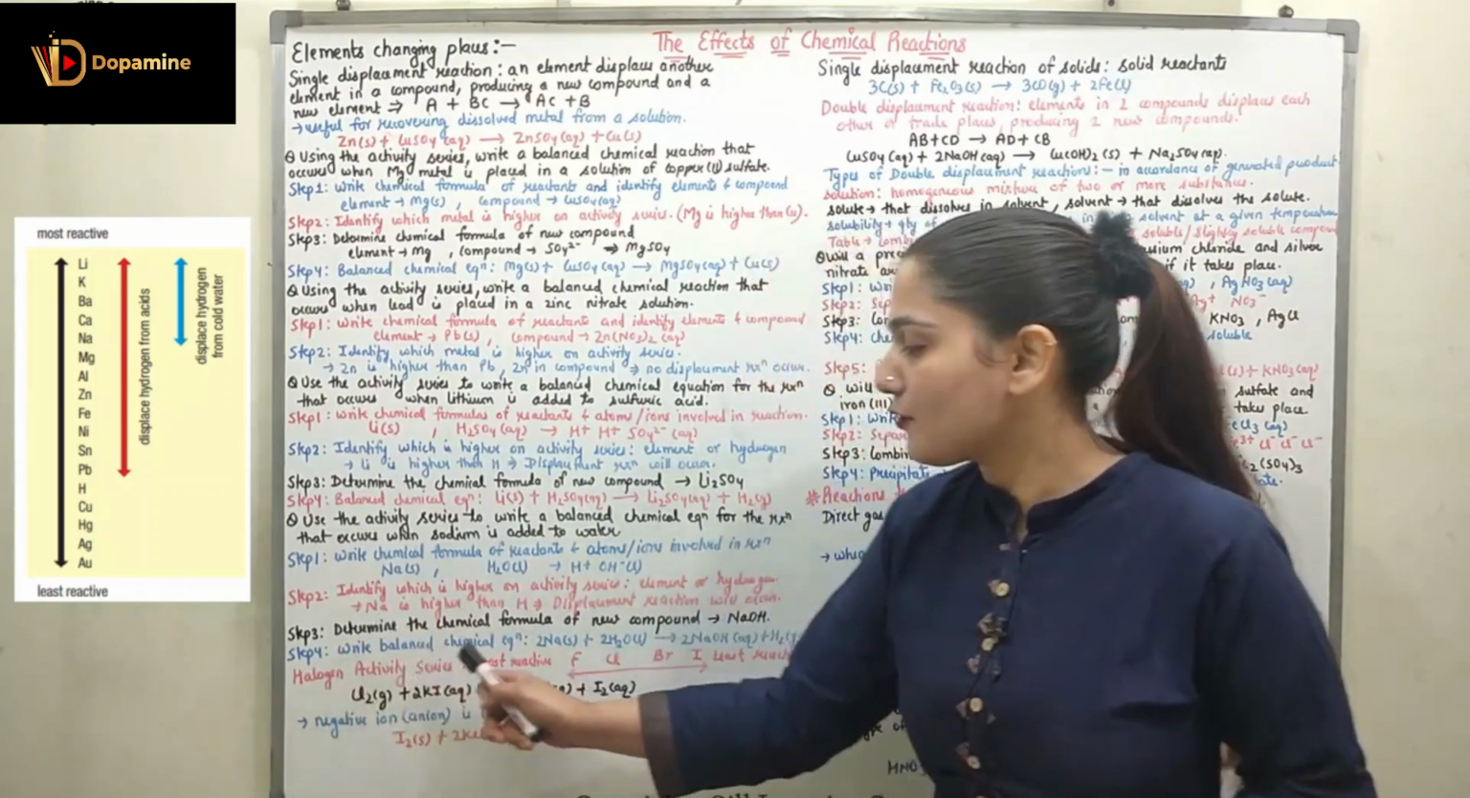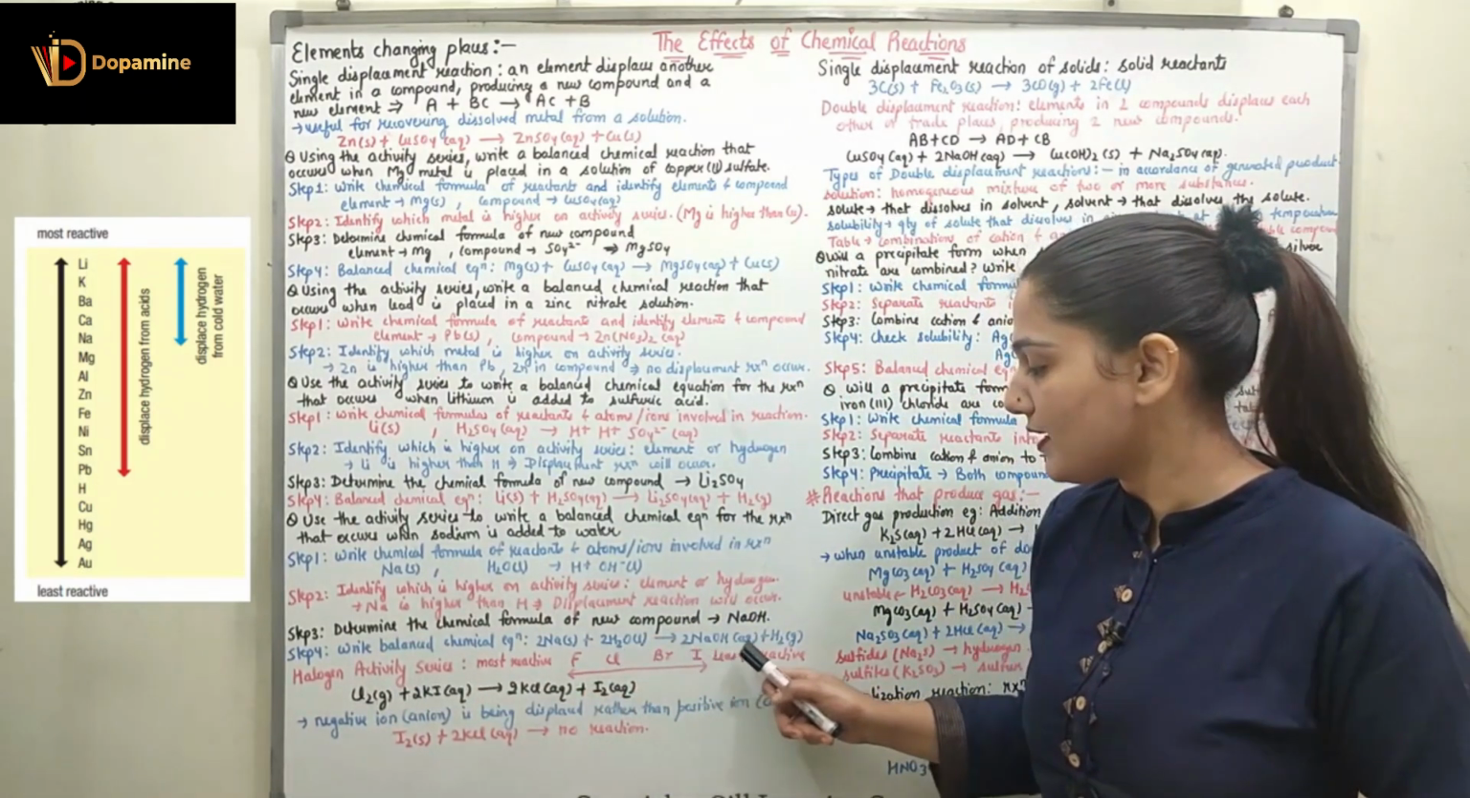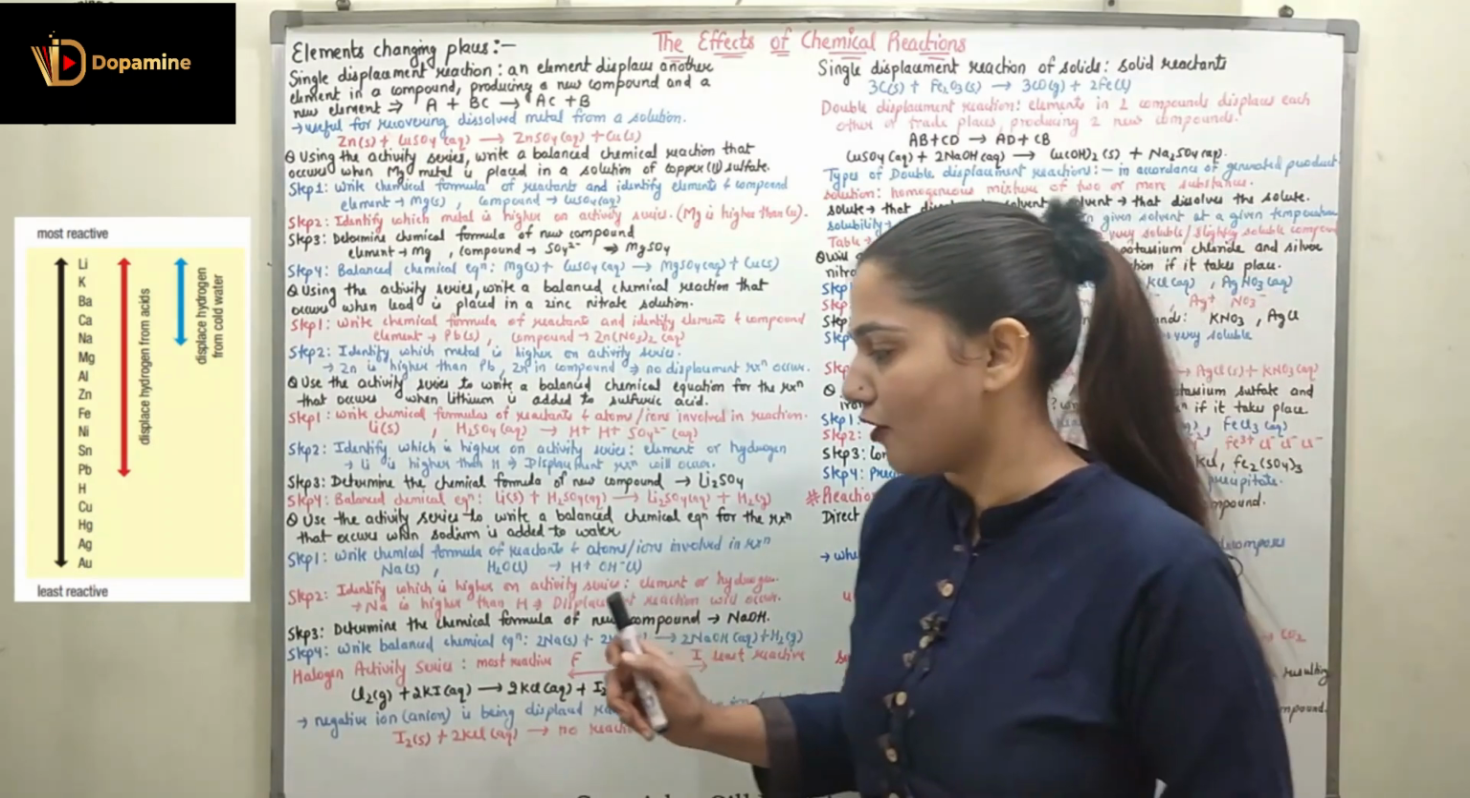So in step 4, we are going to write the balanced chemical equation, which is 2Na solid plus 2H2O gives 2NaOH aqueous plus H2 in the gaseous form.